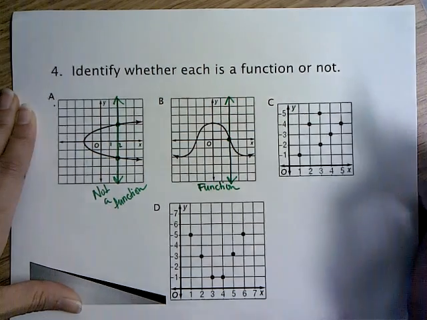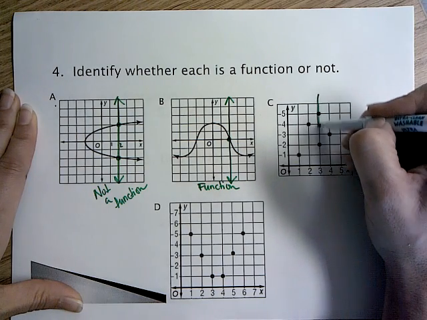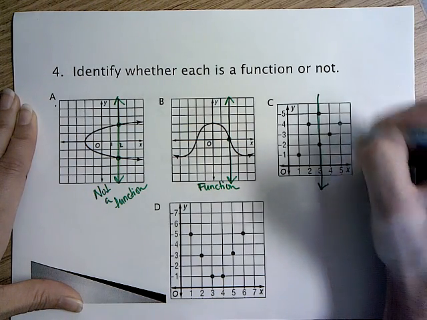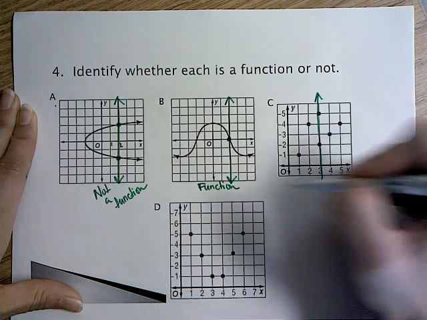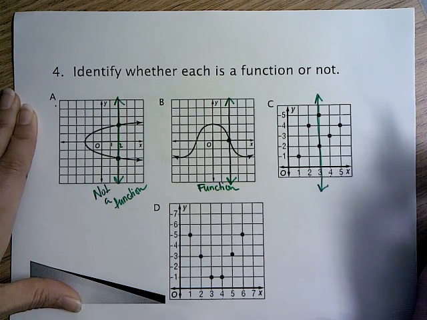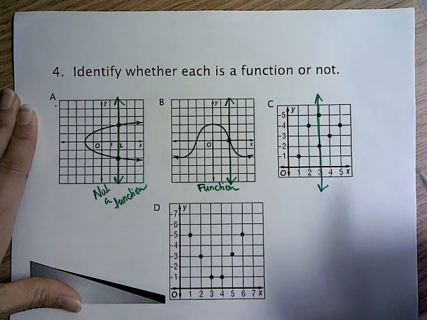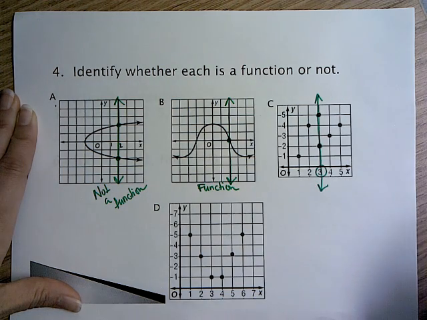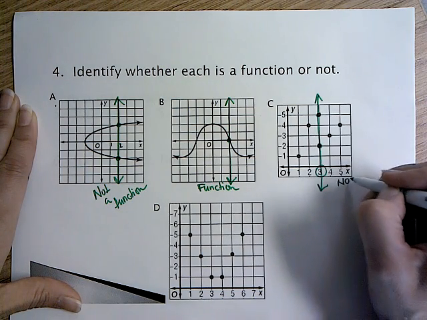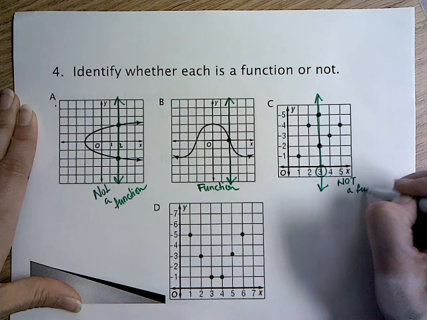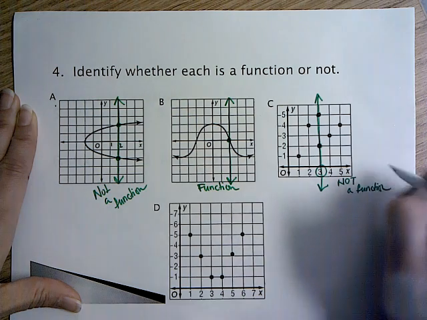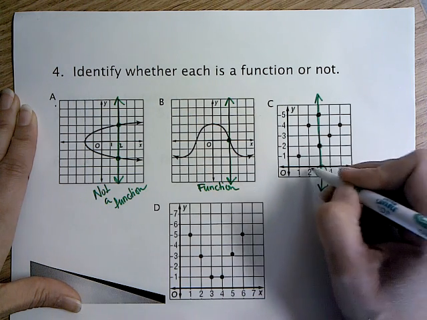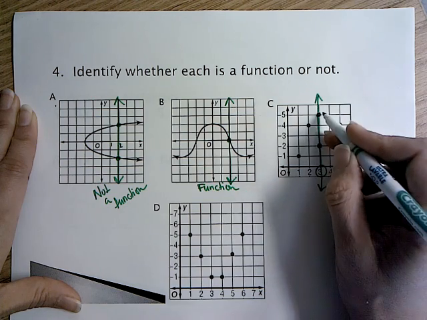On C, you can do a couple things. You can do a vertical line test, but if you feel like that might be tricky, you can turn it into a table and plot the points. But here I can see I've got 2 that are both with an x of 3. So this is not a function because x repeats itself. I've got 3, 2, and 3, 5.